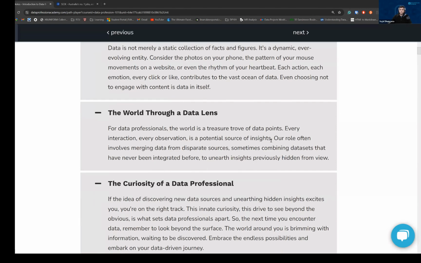And the role often involves merging different data points. So you will probably use some of the data that you already knew existed, but you will create some data points from different sources that no one else thought of, or you try to combine two different data sources that no one else ever thought of combining.